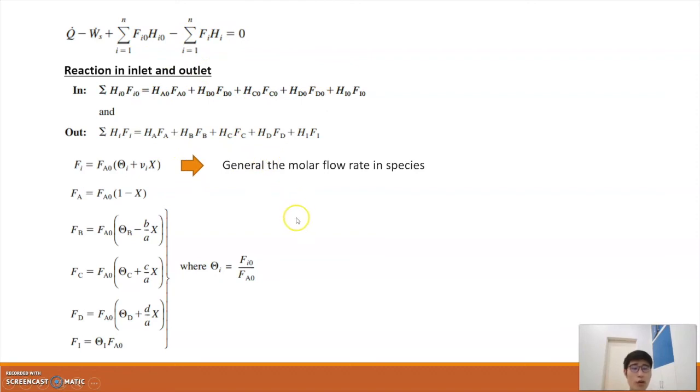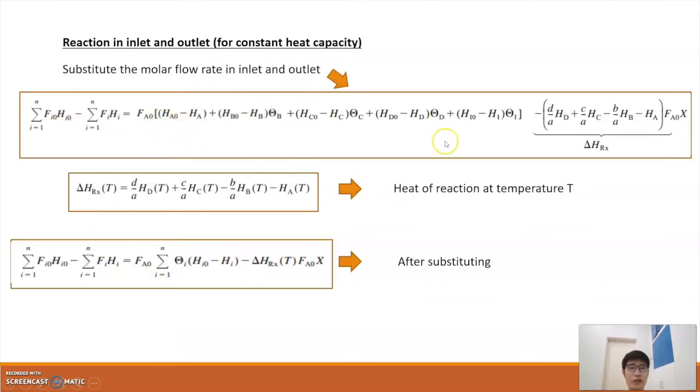So basically for this FA, we have learned the FA formula from the stoichiometry chapter 4 in this course, and we can substitute all of these formulas inside this FA, FB, FC, FD, and FI, and so on, and we'll get this long equation over here, where this part is the inlet and this part is the outlet.